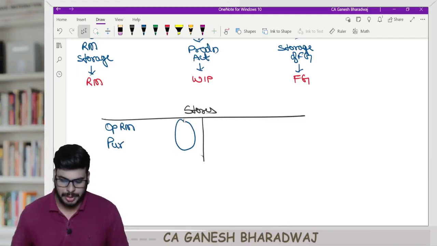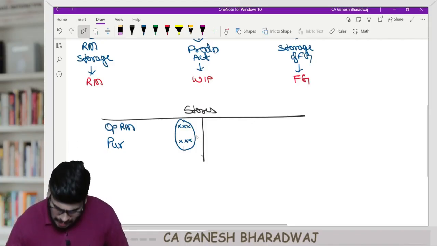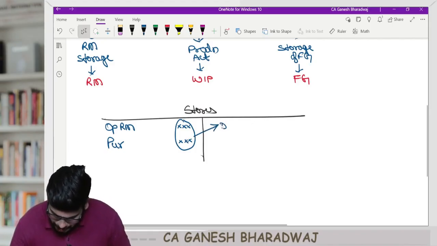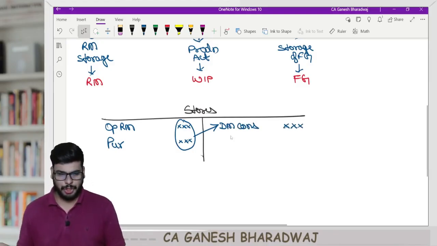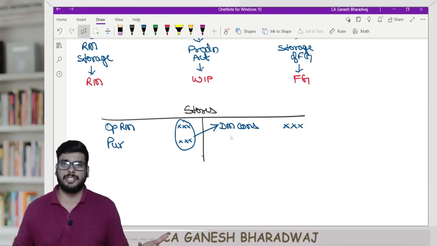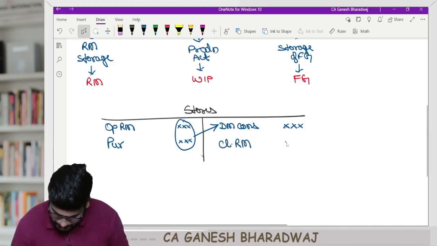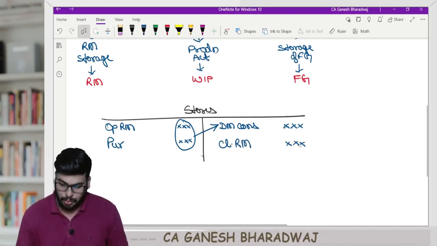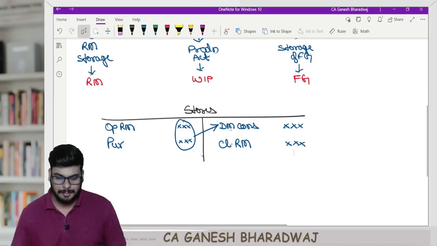Let me put triple X here for the purpose of figures. Now, out of this, some portion of material could be consumed, that is direct material consumed. And the remaining portion of your raw material will be unconsumed, or in other words, that is called your closing stock of raw material. Are you clear with this? Now, when I say this direct material is consumed, what do you mean by consumption?